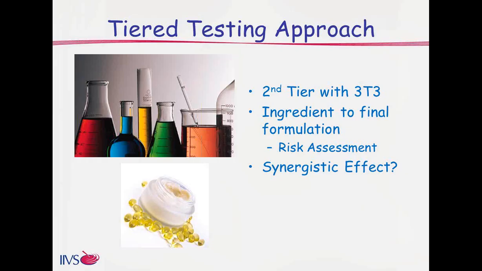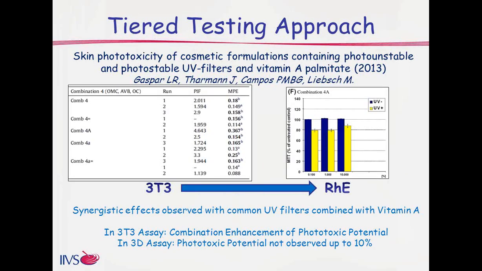Although negative results in the 3T3 assay may not require additional testing, perhaps you'd want to evaluate the ingredient in its final formulation to confirm the 3T3 results. Manfred's later going to talk a little bit about materials which are over-predicted in the 3T3 assay. So the three-dimensional assay could serve as that second tier to confirm the positive result or even rule out an over-prediction.